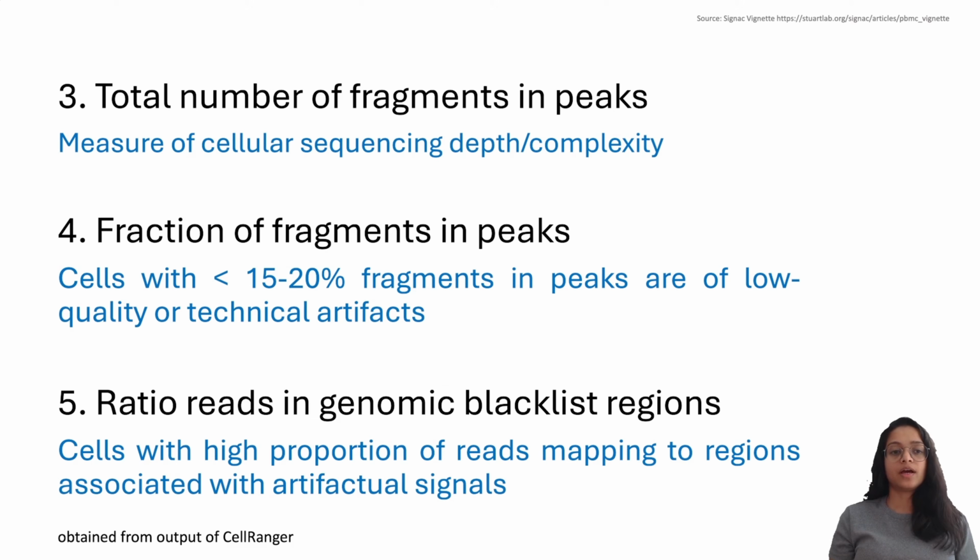Next, we also look at the fraction of fragments in peaks, and this represents the fraction of all the fragments that fall within the ATAC-seq peaks. Cells with low values, typically less than 15 to 20%, represent low quality cells or technical artifacts that should be removed.